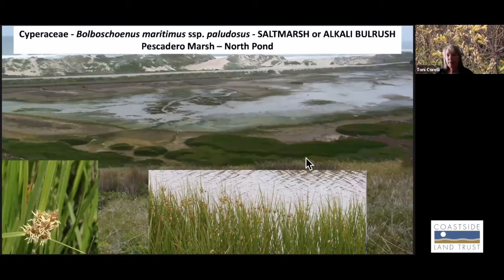The North Pond at Pescadero Marsh has these large islands of saltwater bulrush. It is another halophyte that covers large areas in the North Pond. Up close here is shown the flower spikelet, each flower with its yellow stamen. You can see these beautiful colors in the landscape. Learn to recognize wetland plants.